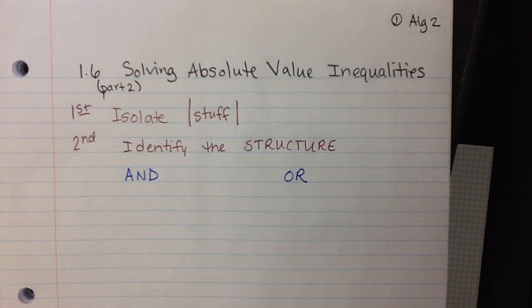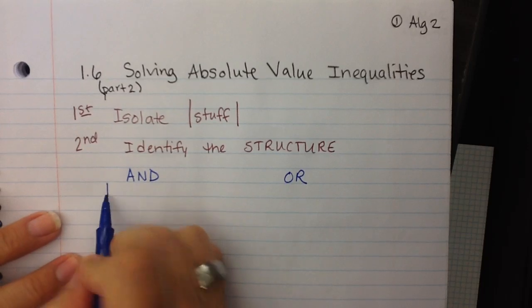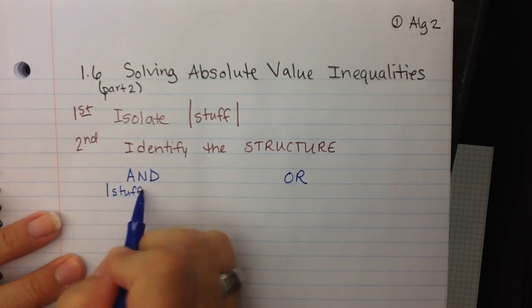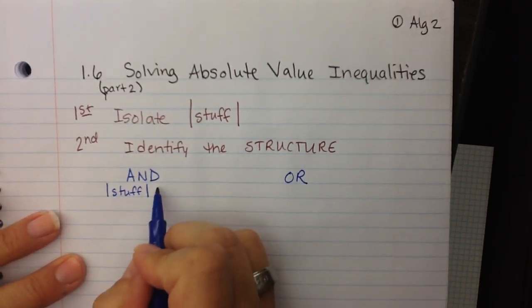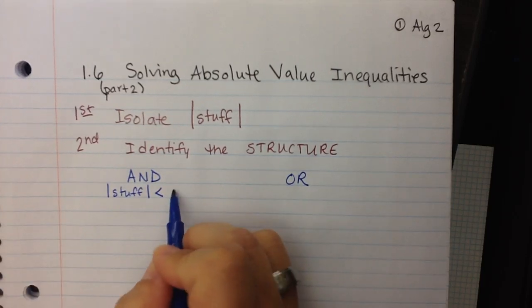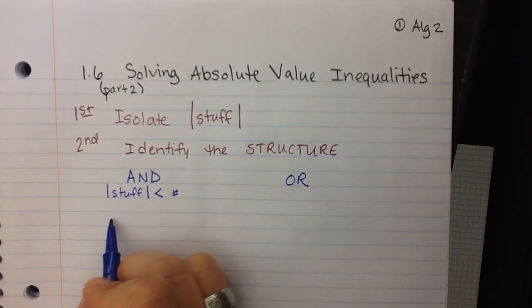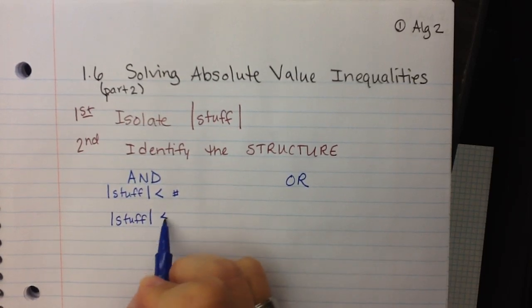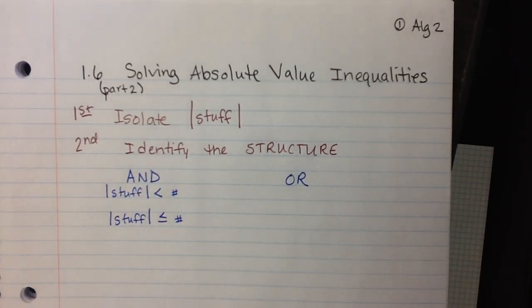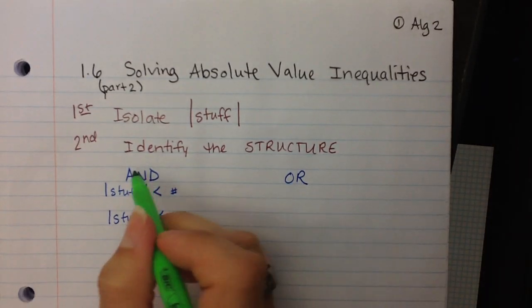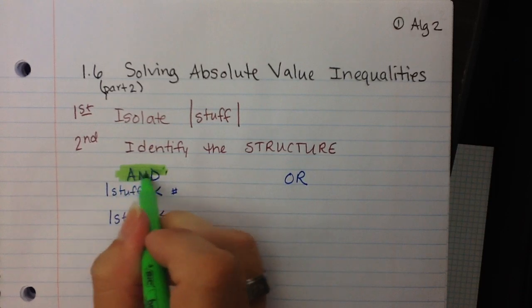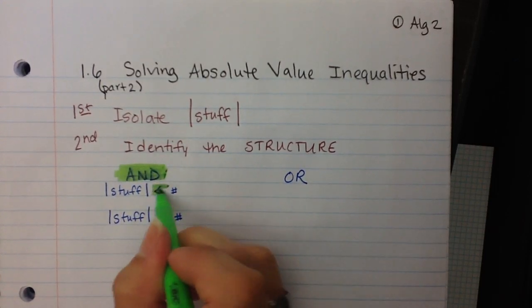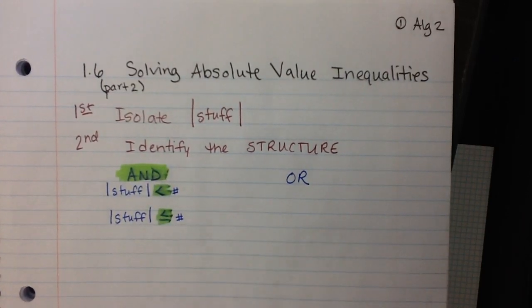With an AND inequality, you're going to have the absolute value of your stuff is going to be less than whatever number you had. The other type would be the absolute value of your stuff is less than or equal to the number you're working with. So with the AND structure, it's going to be either the less than symbol or the less than or equal to symbol. So we'll want to keep track of that.